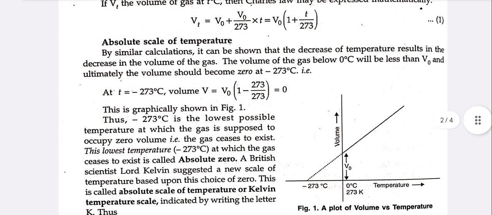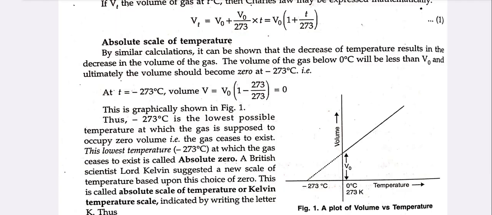Absolute scale of temperature. By similar calculations, it can be shown that the decrease of temperature results in the decrease in the volume of the gas. The volume of the gas below 0 degrees Celsius will be less than V0 and ultimately the volume should become 0 at minus 273 degrees Celsius. That is, at t equal to minus 273 degrees Celsius, volume V is equal to V0 (1 minus 273 by 273), which is equal to 0. This is graphically shown in the figure 1.1.